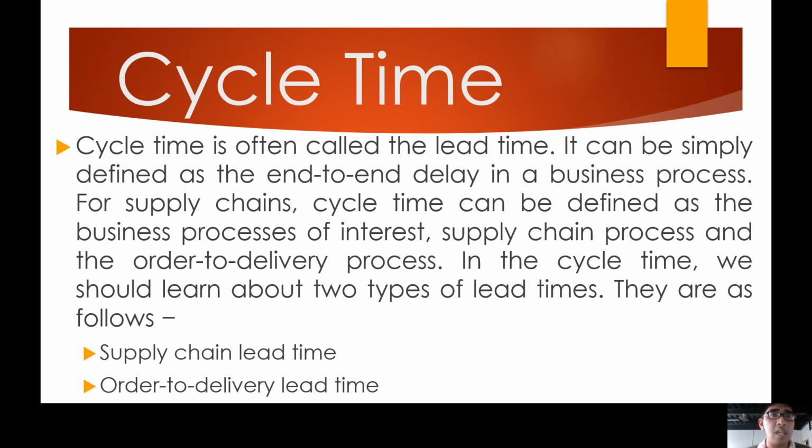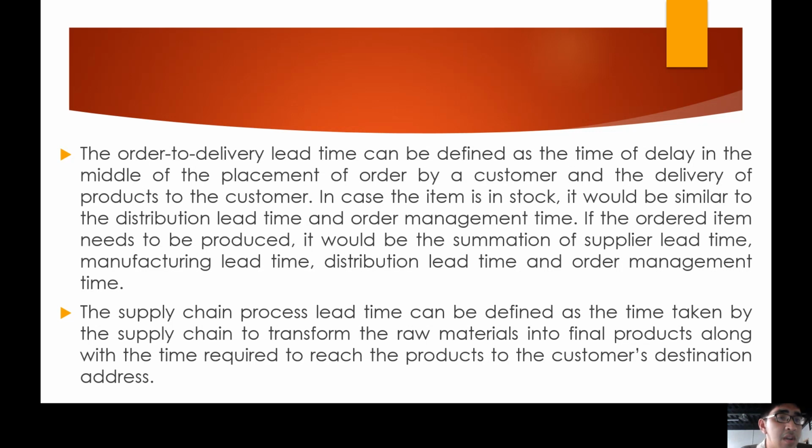The supply chain lead time can be divided into the planning first, finding of suppliers, the ordering from suppliers, the delivery from the suppliers, and the production or manufacturing. And we have the order to delivery lead time. This is from the time that the customer orders their products from us, whether through mail, through apps, or through personal walk-ins, until the time that we deliver the products or services to the customers. So the order to delivery lead time can be defined as the delay between the placement of an order by a customer and the delivery of products to the customer.